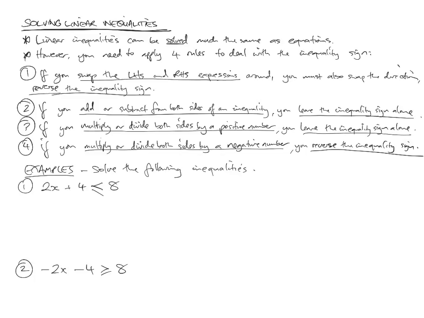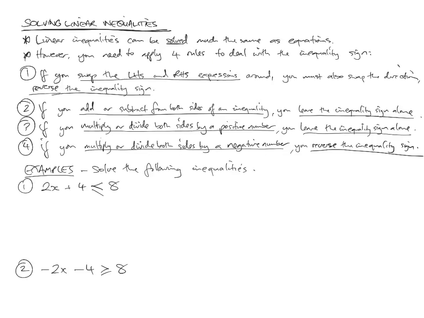So the last video explained what a linear inequality was and how they related to linear equations. Because they're related, we're basically applying very similar things to what we did before, because linear inequalities can be solved just like you've solved equations before. But because there's an inequality there, you have to apply four rules, they're below, to deal with that inequality sign.